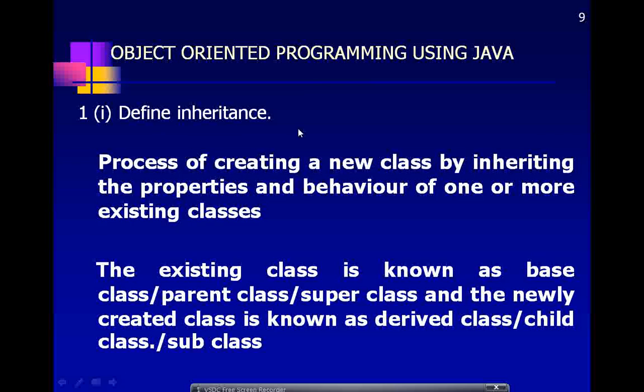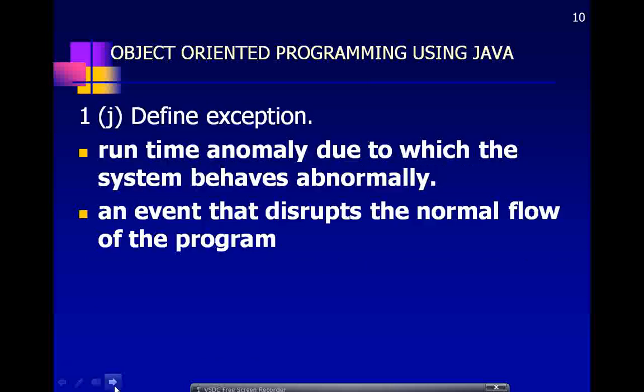Then question number 1, bit I: define inheritance. Inheritance is a process of creating a new class by inheriting the properties and behavior of one or more existing classes. The existing class is known as the base class, parent class or superclass, and the newly created class is known as the derived class, child class or subclass. Okay, then this is the last question, define exception.